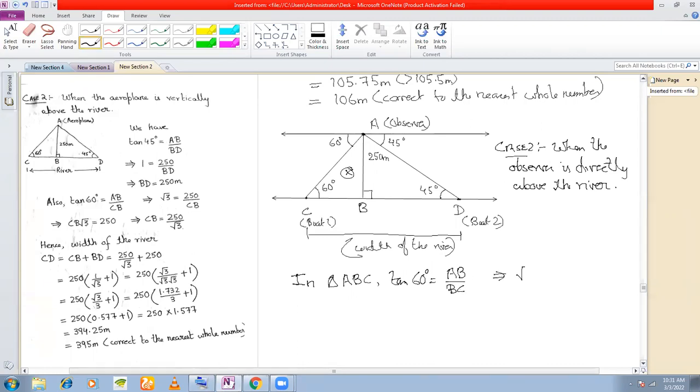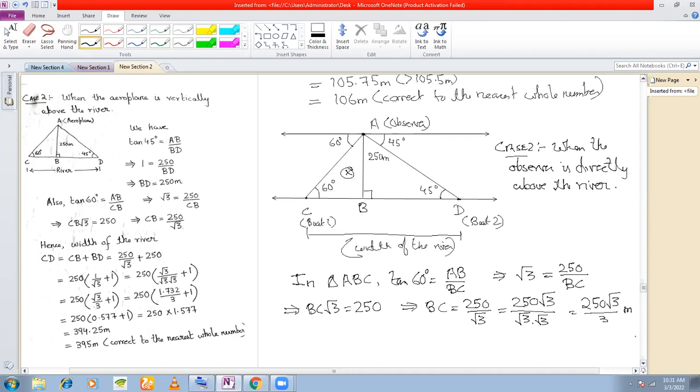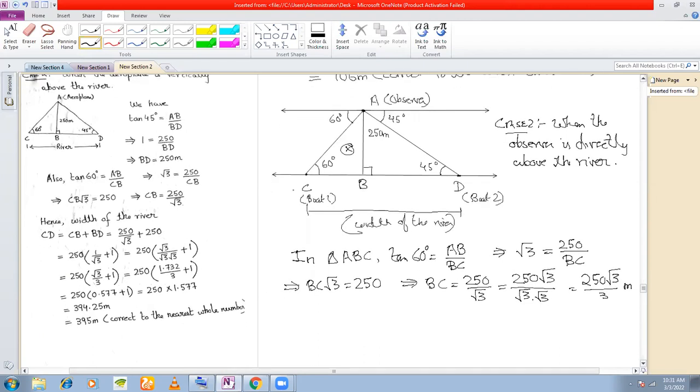Tan 60 is √3. AB is given to you as 250. BC you have to find out. They cross multiply, you get BC √3 is equal to 250. That means you get BC is equal to 250 by √3. Rationalize the denominator, multiply the numerator and denominator by √3. So you get 250 √3 by 3 meters. Okay. So we have got the length of BC.